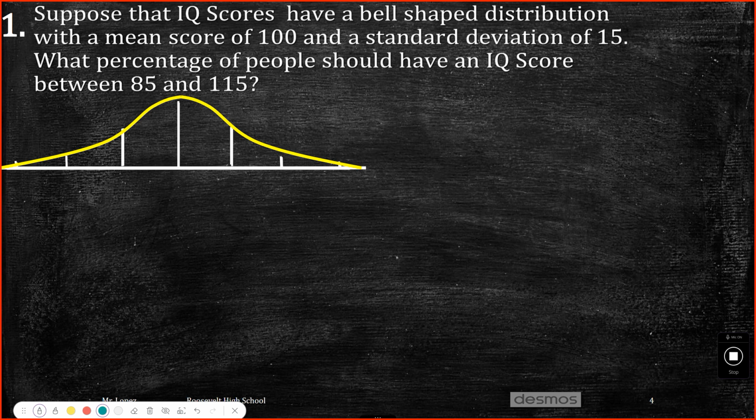Suppose that IQ scores have a bell-shaped distribution with an average score of 100 and a standard deviation of 15. What percentage of people should have an IQ score between 85 and 115?